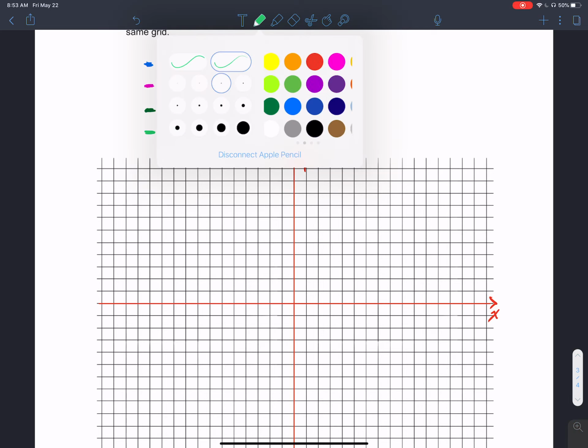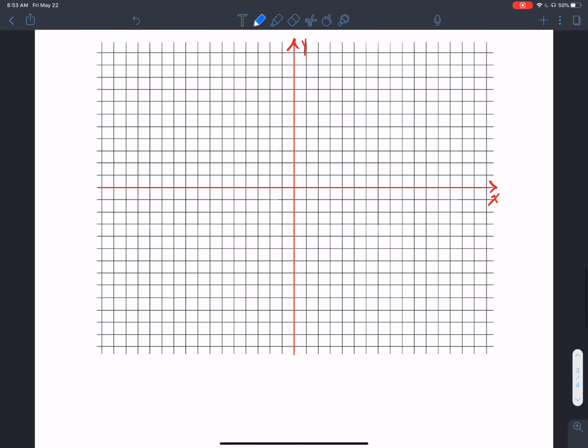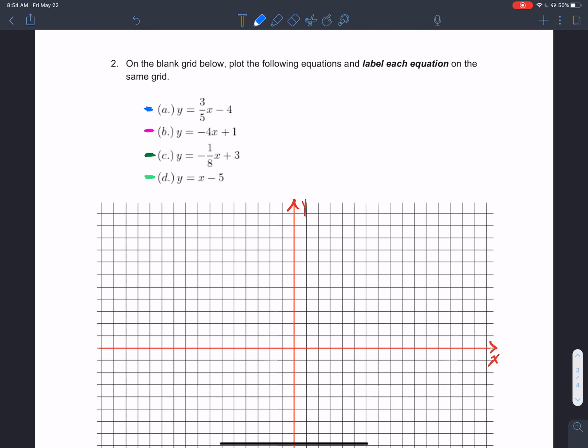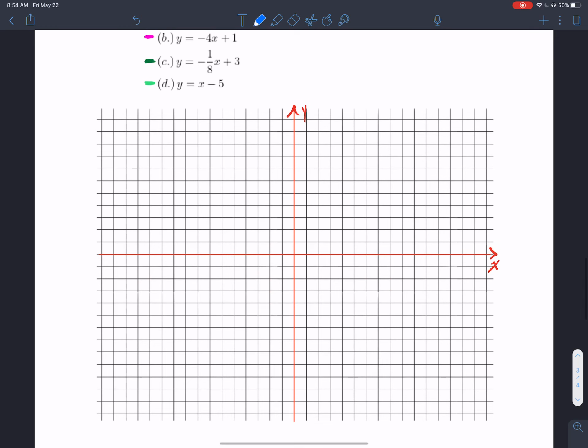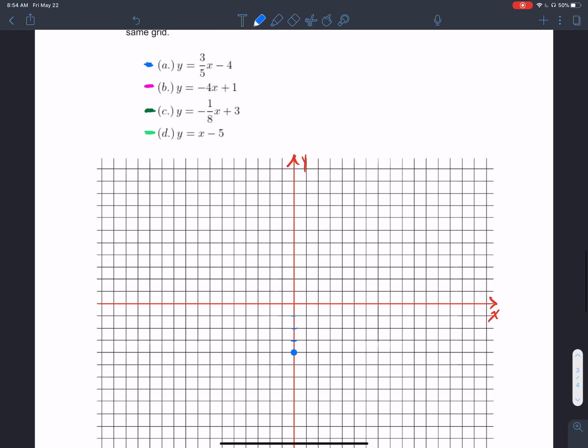So let's start out with A here. So with A, we're given the equation y equals 3 over 5x minus 4. So always a good point here is to plot the y-intercept. We know the y-intercept in this case is -4. So let's go and plot that on the y-axis. On the y-axis, I'm just going to count by ones. So we got 1, 2, 3, 4. Here's my first point right there.